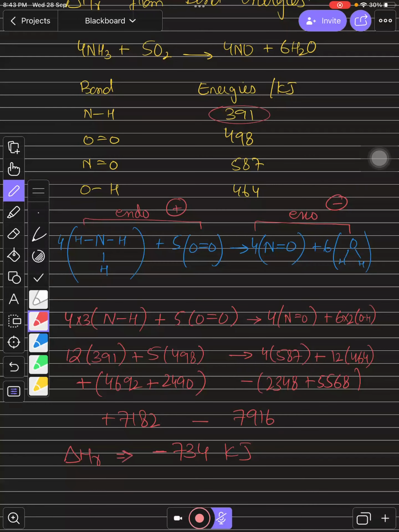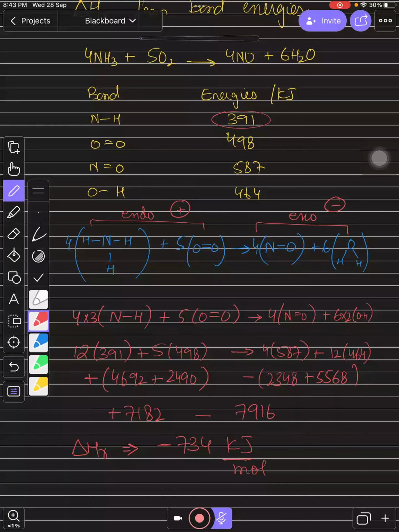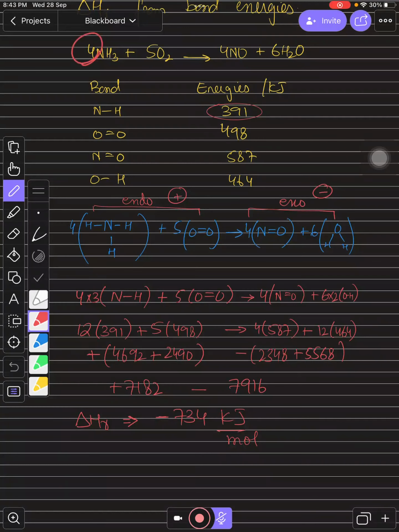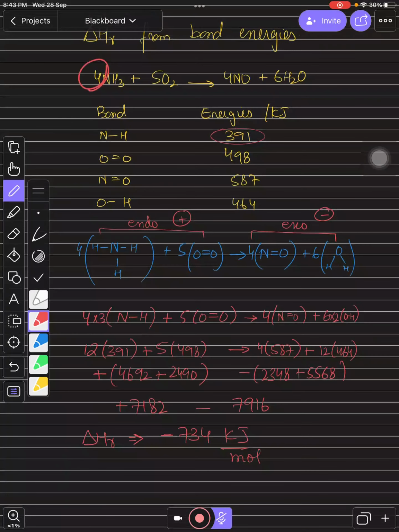Now, the problem is this. If you want to find out the enthalpy change of the reaction, this is fine. This is the enthalpy change of the reaction, in kilojoules per mole. But if you want to find out the enthalpy change when 1 mole of ammonia is reacted, the actual equation for 1 mole is NH3 plus 5 over 4 O2, forming 1 NO plus 6 over 4 H2O. This is the equation for when 1 mole of ammonia is going to react.